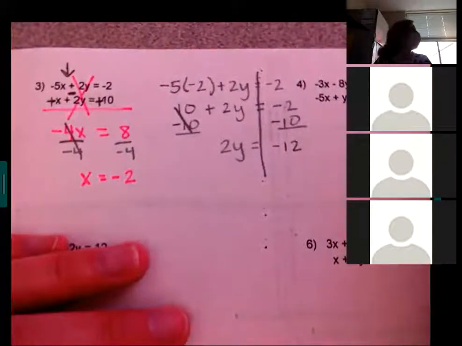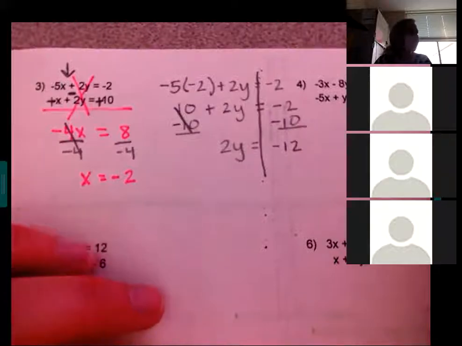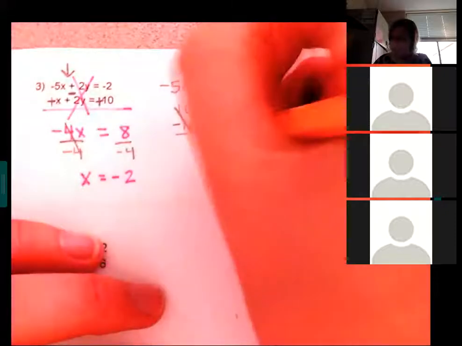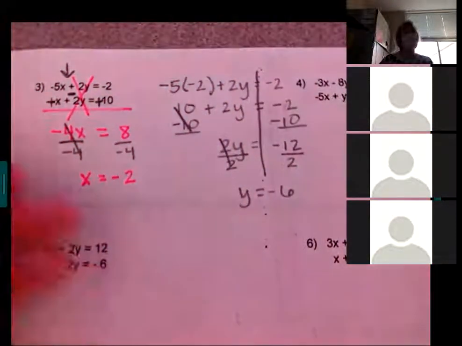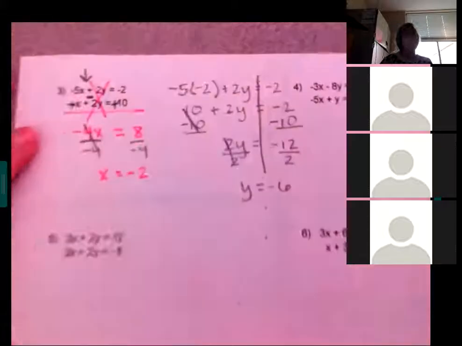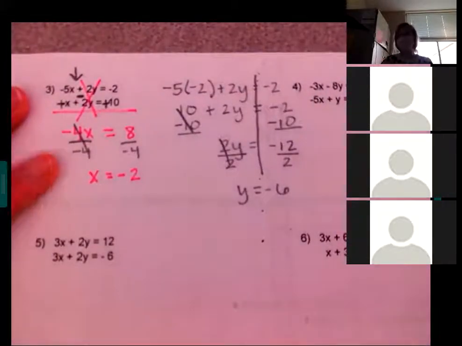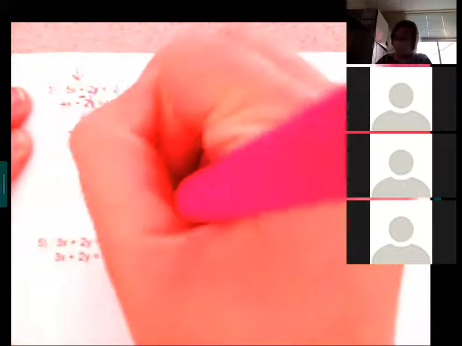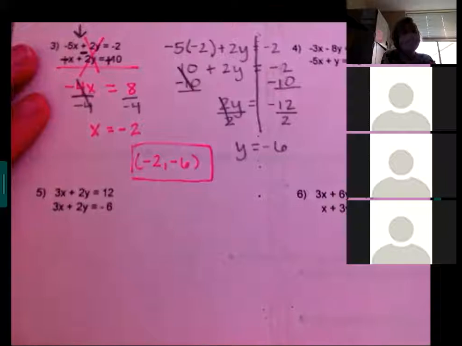So Chandler, what's y going to be? Only Chandler, not the rest of y'all that be acting crazy. Very good. Chandler said negative 6. Divide by 2. Y equals negative 6. So what's my final answer, Kiera? What's my final answer, girl? Very good. Negative 2, comma, negative 6.